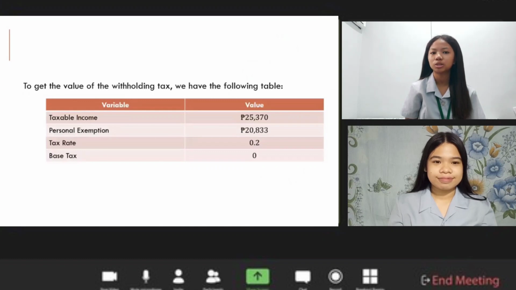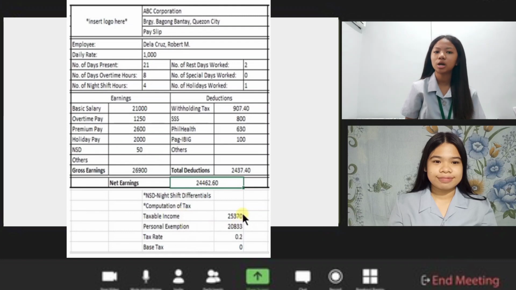And now the personal exemption is 20,833 pesos, with a tax rate of 20% or 0.2 and a base tax which is 0. And that we can get that the withholding tax is 907.40 pesos.